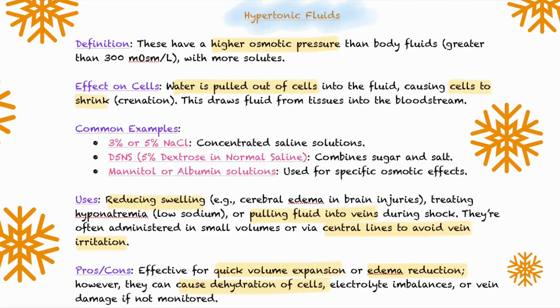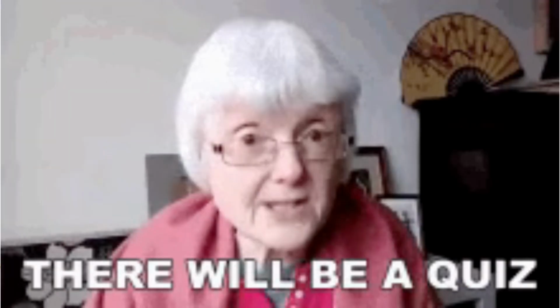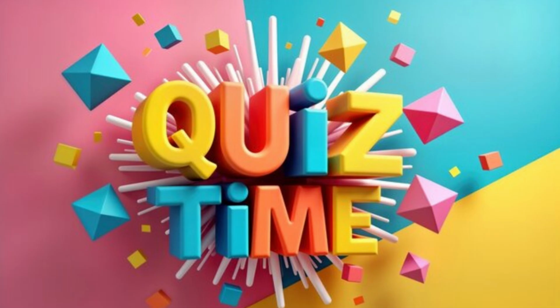Okay, let's go for the quiz. What's the go-to for blood loss? It's isotonic. For brain swelling, it's hypertonic. So summing up, isotonic balances, hypotonic hydrates cells, and hypertonic reduces swelling.